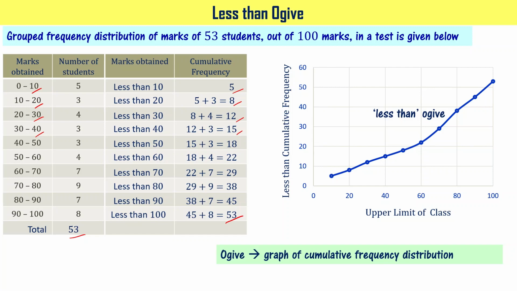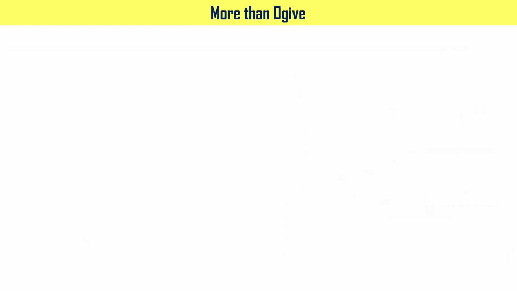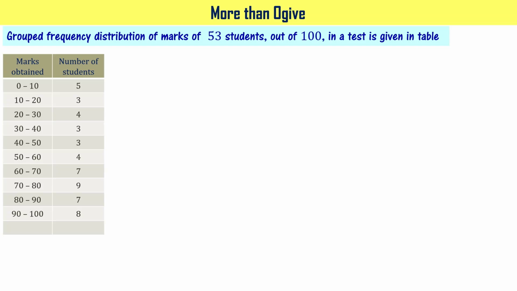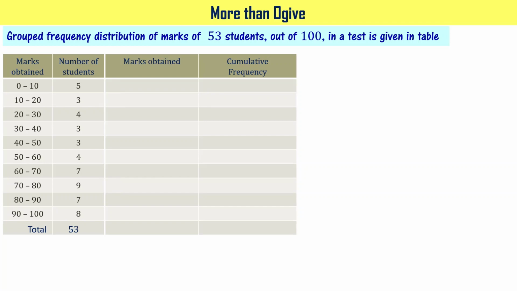right? Now let's understand about the more than ogive. And the data is as is. In this case, I am getting the cumulative frequency for the more than type, right? In this particular case, 0 to 10 is the class interval, right?